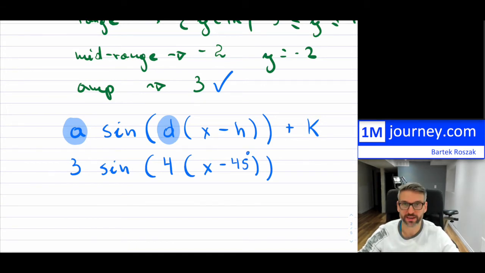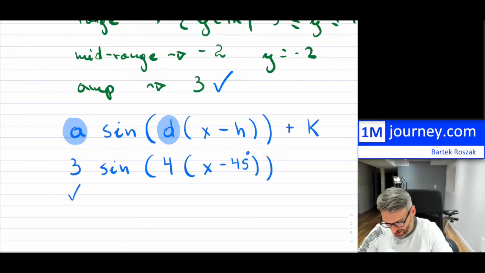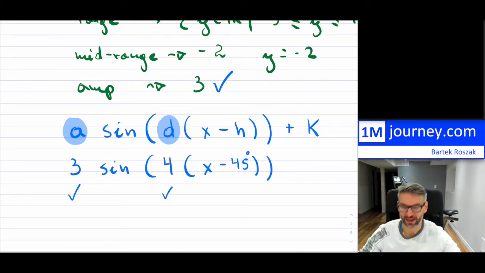Now, if you're doing it in radians, this would not change, right? Because the amplitudes and the compressions don't change. The only thing is this 45 degrees. So if you remember, 45 degrees is pi over 4. This would have been minus pi over 4 if you had to do it in radians. But they're using degrees, so keep it 45.